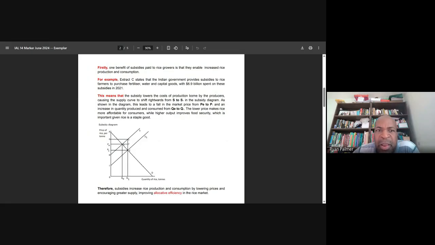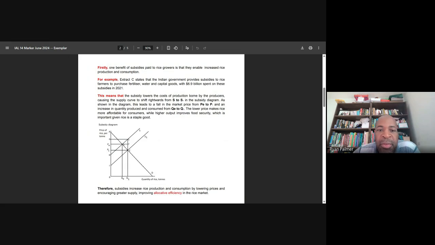So let's explain now how the imposition or the application of a subsidy leads to the benefits enjoyed by both producers and consumers. So this means that the subsidy lowers the cost of production borne by the producers, causing the supply curve to shift rightward from S to S1 in the subsidy diagram. All right. Do note that a subsidy doesn't lower the cost of production. It just lowers the cost of production borne by the producer. So you're shifting some of the burden to the taxpayer.